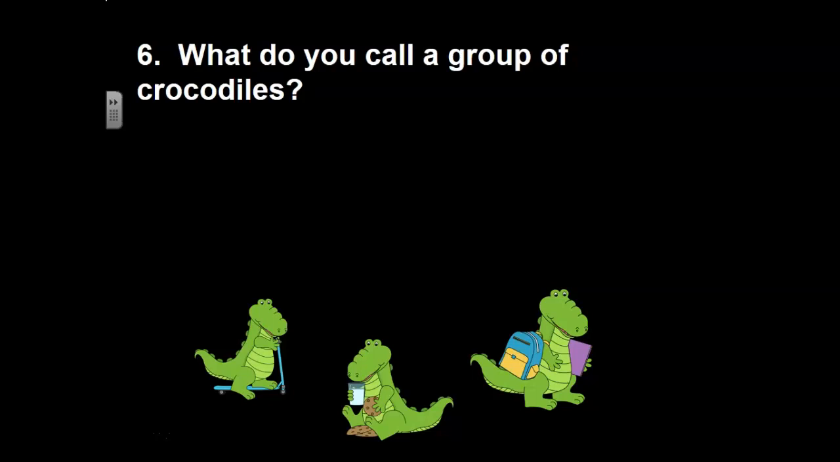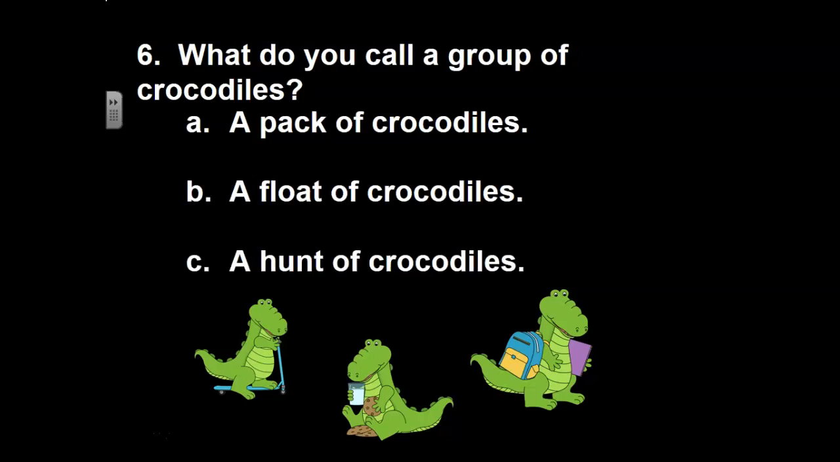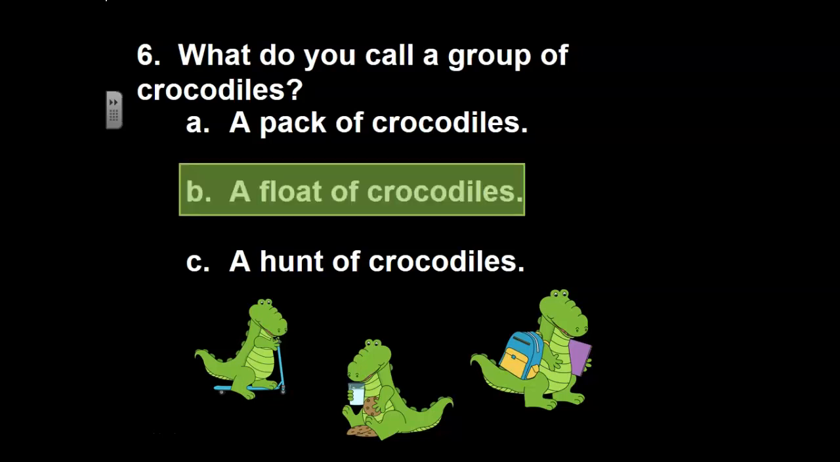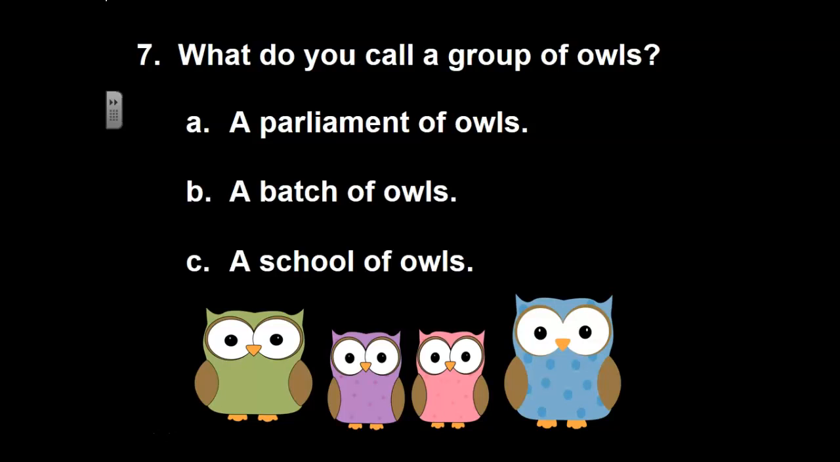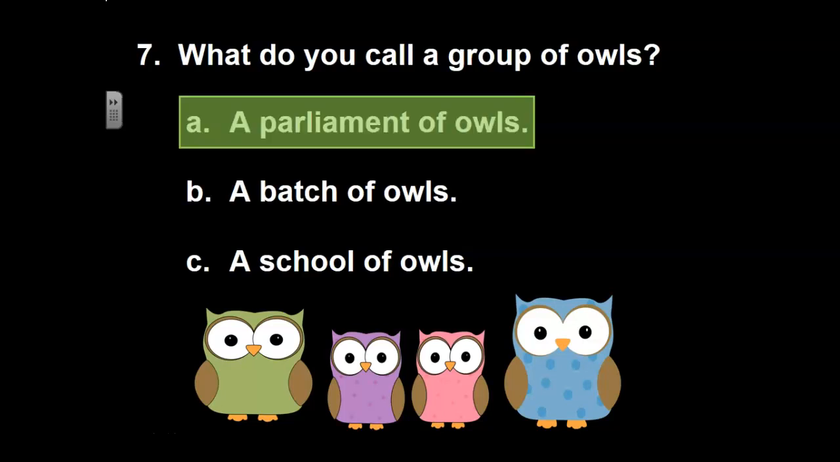What do you call a group of crocodiles? Is it a pack, a float, or a hunt? A float of crocodiles. Float is the collective noun. What do you call a group of owls? A parliament, a batch, or a school? All right, the answer is a parliament. Parliament is the collective noun.